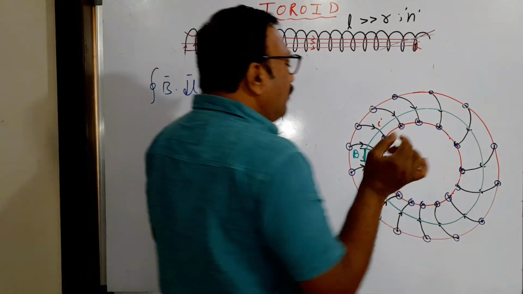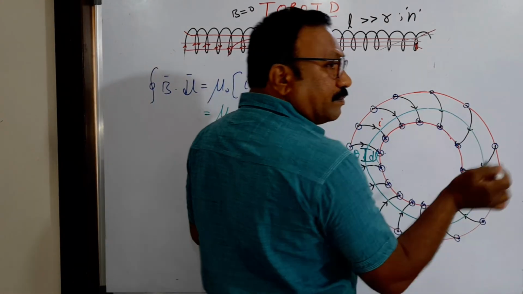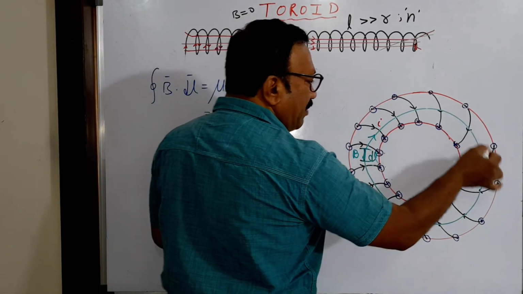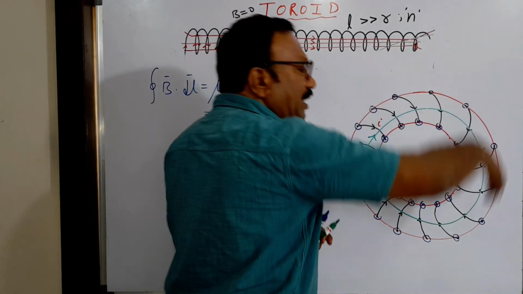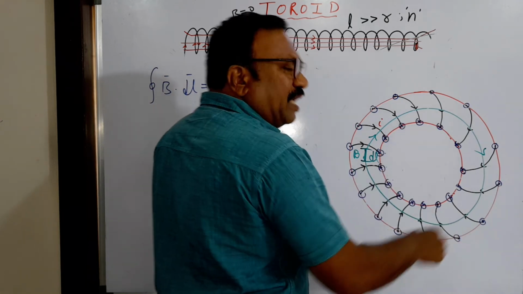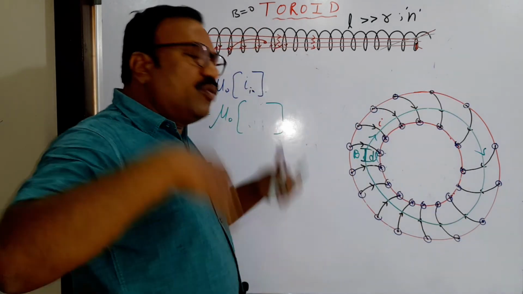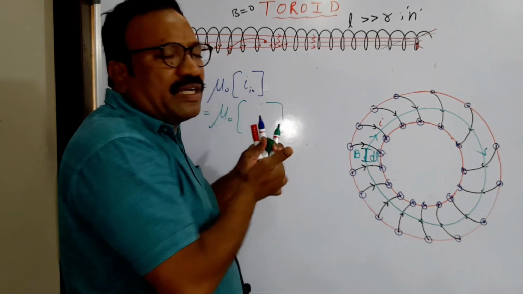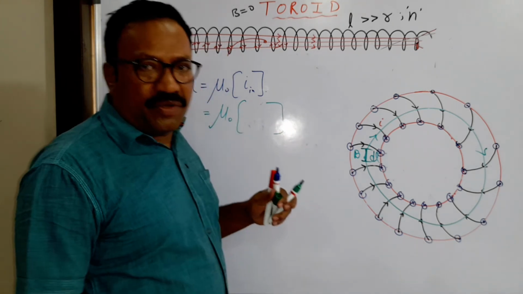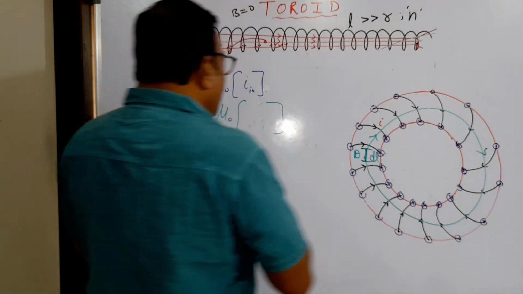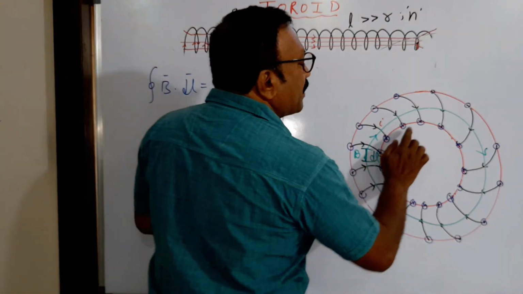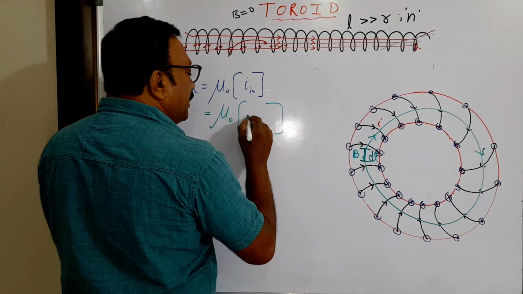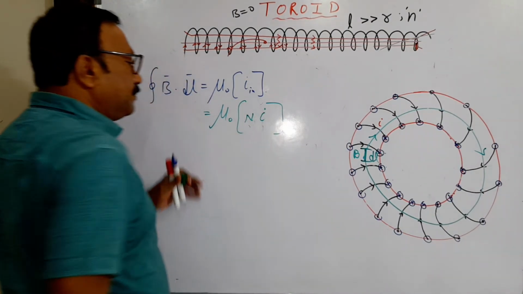All currents are inward. So I will take all positive only, because I already told the loop direction. If this is the loop direction, inward currents are positive. If all currents have only one direction, there is no need of giving positive or negative. If they have two directions, one inward and one outward, the question of positive and negative will come. So this is equal to, how many are there? I plus I plus I plus I plus I, N times. So N times I.